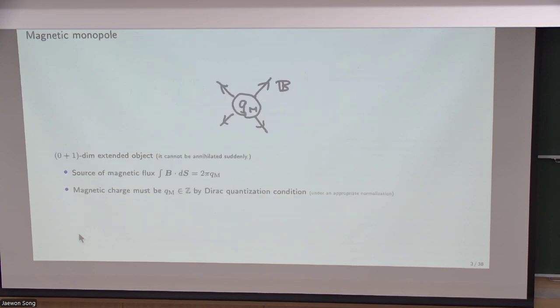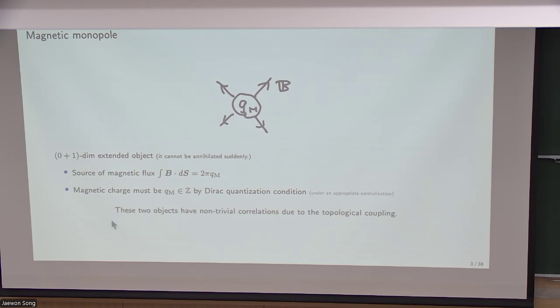So there is another extended object. This is a magnetic monopole. This is a 0 plus 1 dimensional extended object. This means that the magnetic monopole cannot be annihilated suddenly, so it should be temporally extended. The magnetic monopole can be characterized by the surface integral of the magnetic flux, and this is the charge of the magnetic monopole. And this magnetic charge must be an integer by the Dirac quantization condition.